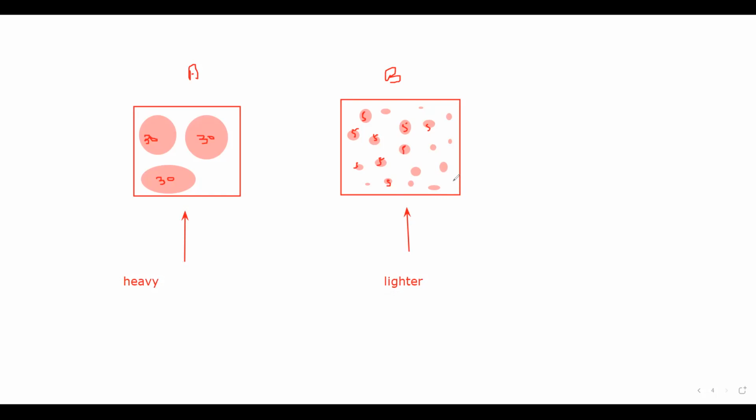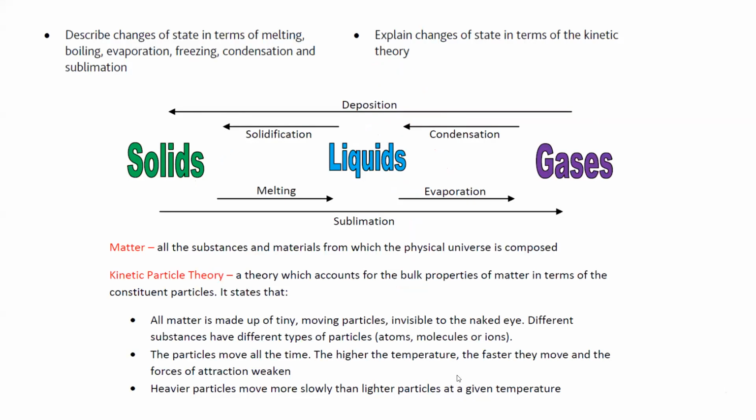The lighter particles, because they have less mass, so they can move easily. So it will move faster. So lighter particles move faster as compared to heavy particles. So that is the third point of the kinetic molecular theory, or kinetic theory of matter, that it is stated that the heavy particles will move slower as compared to lighter particles at a given temperature. Is it clear? The kinetic particle theory? Any doubt till now?